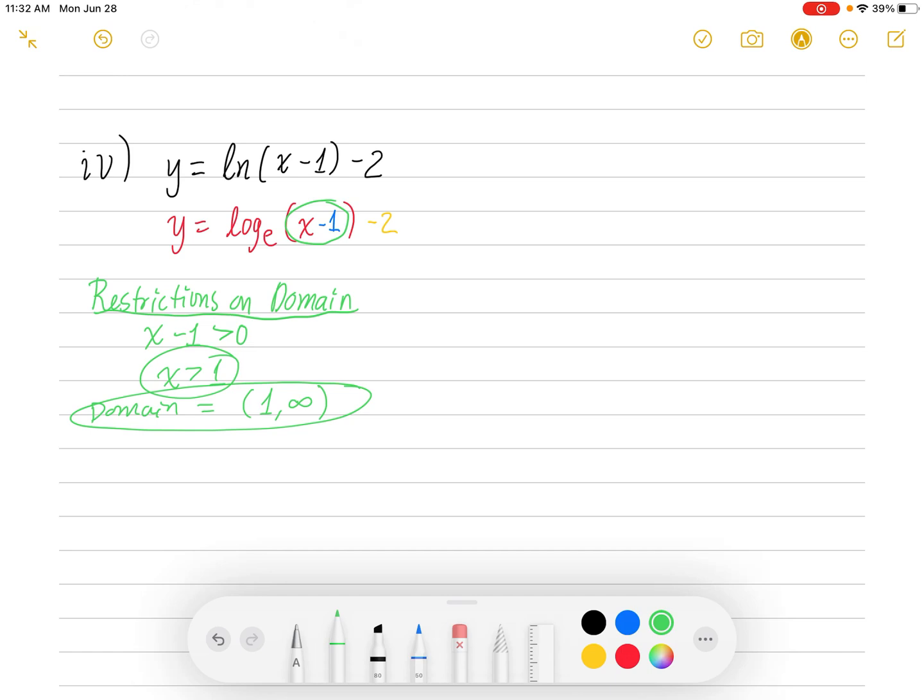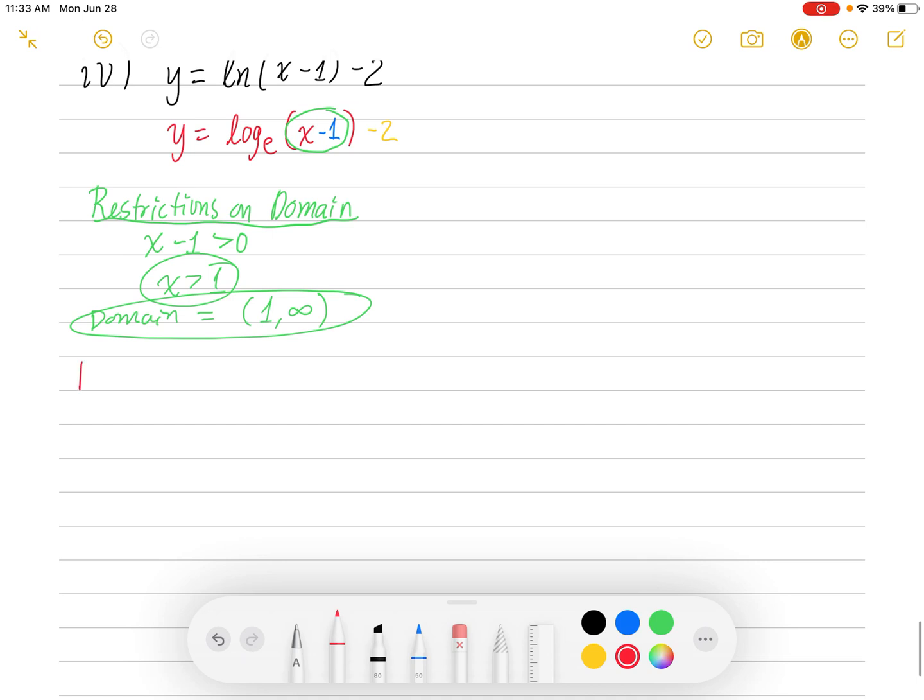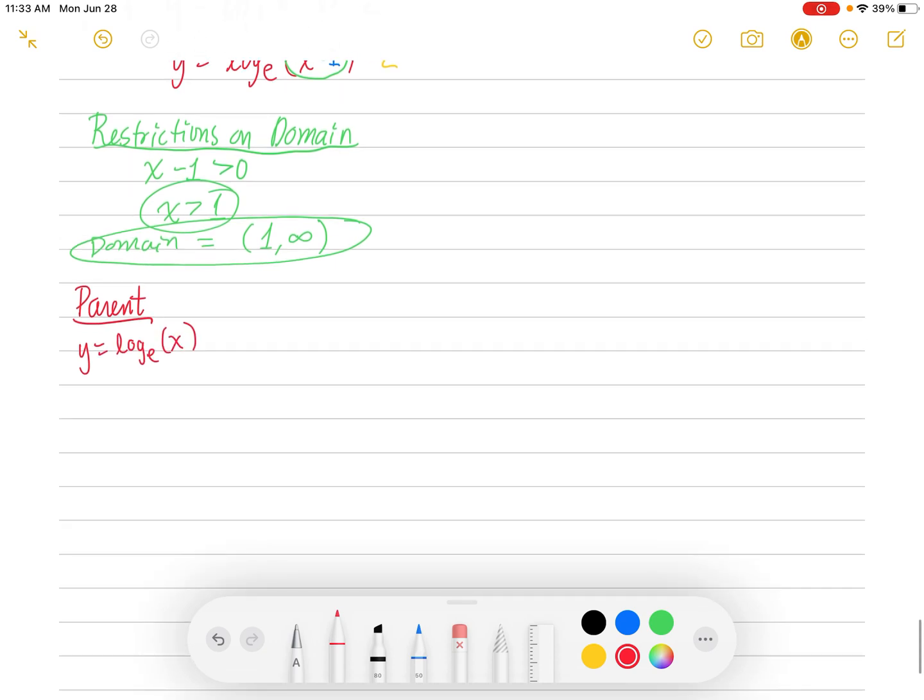So these are parentheses here, not square brackets, but parentheses. Okay, so we can expect that when we graph our curve, everything's going to be to the right of 1 as an x value. Now let's start off with graphing the parent, and then we'll do our transformations.